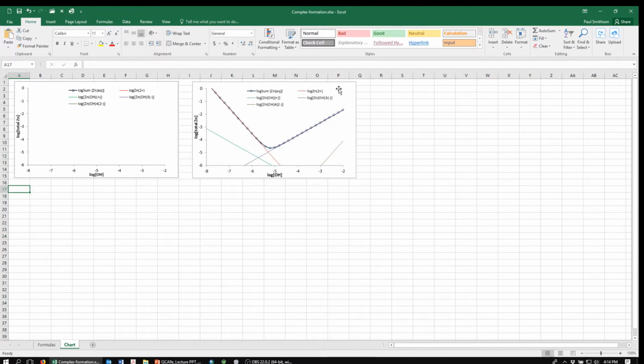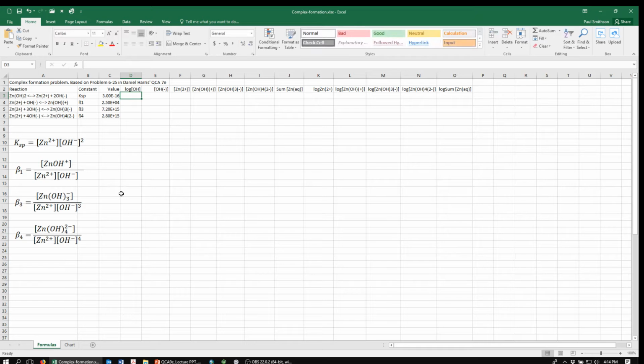This is just a snapshot here. My actual graphic is blank. We'll fill that in as we do the calculations, which we'll do over here. So here are my reactions. The dissolution reaction, the KSP of zinc hydroxide to give us zinc ion and 2 hydroxyls. KSP value is there. We then have several complex ions that we're considering.